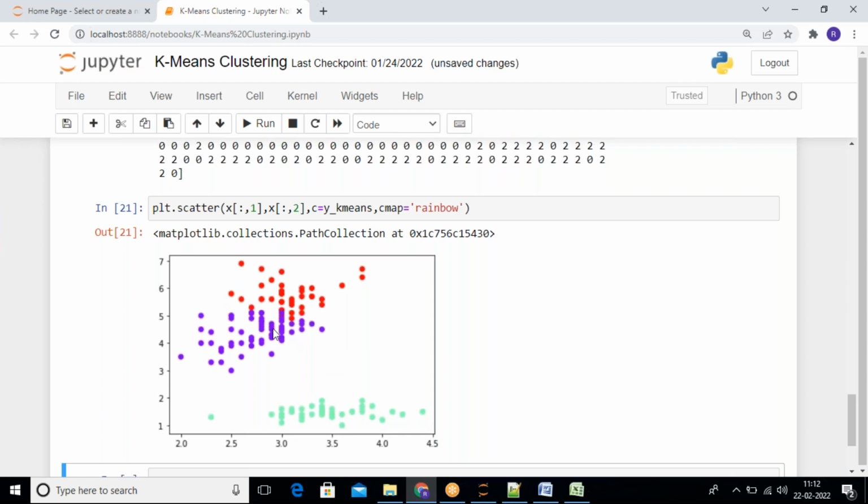But between versicolor and virginica, some points are common. Some values contrast, and that's why some points are overlapping. Getting the point? Yes, sir. Got it, sir.